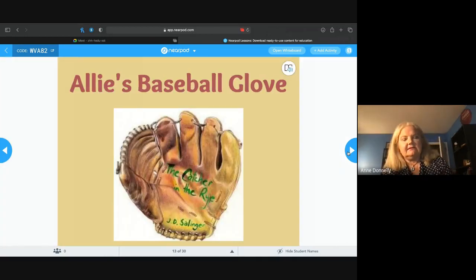Okay, the second symbol we're going to start looking at is Allie's baseball glove. Allie, as we'll find out in the story, is Holden's younger brother. And we'll find out he has died, and we'll get some more details about that.